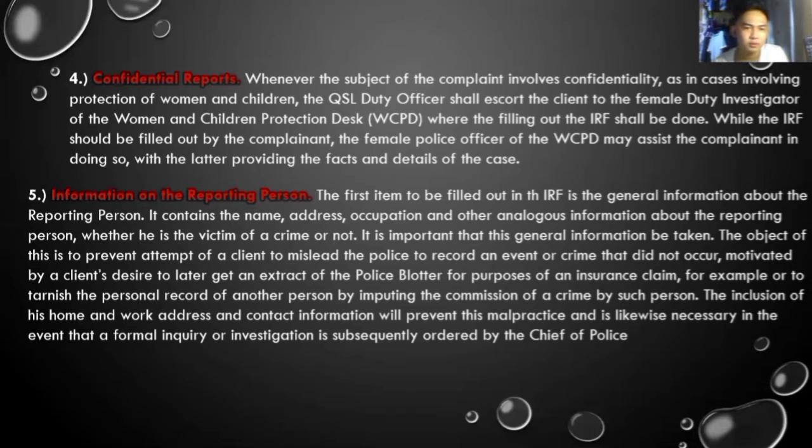5. Information on the reporting person. The first item to fill out in the IRF is the general information about the reporting person. It contains the name, address, occupation, and other analogous information about the reporting person, with whether he is the victim of a crime or not. It is important that this general information be taken. The object of this is to prevent attempt of a client to mislead the police to record an event or crime that did not occur, motivated by a client's desire to later get an extract of the police blotter for purposes of an insurance claim.